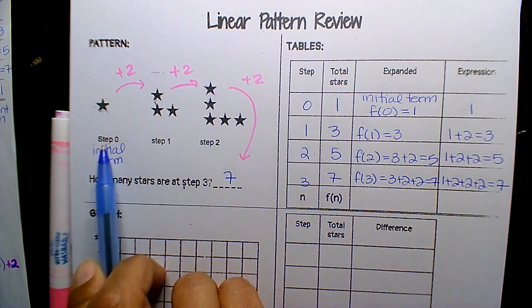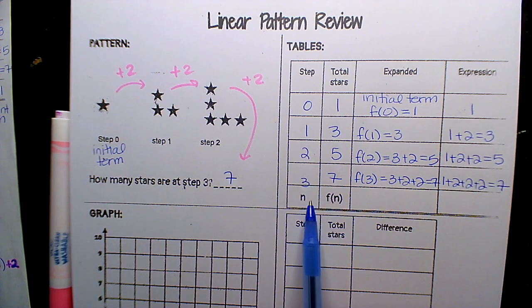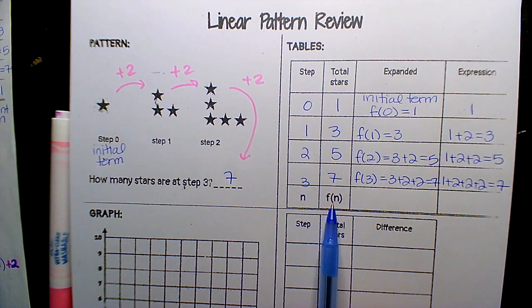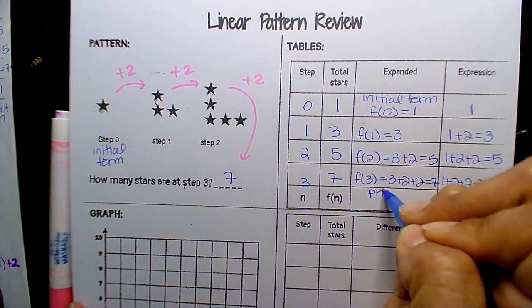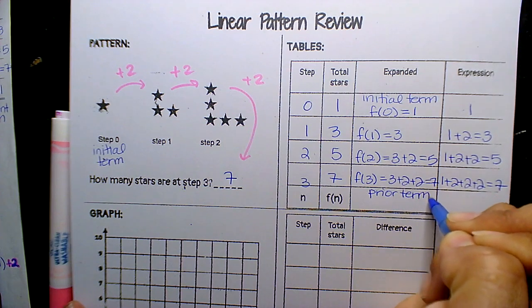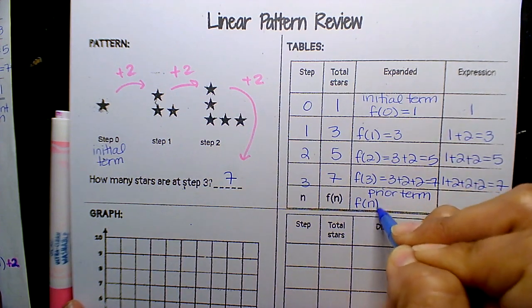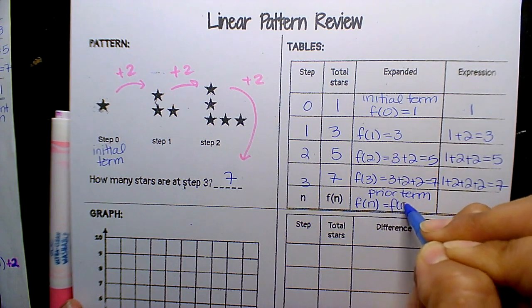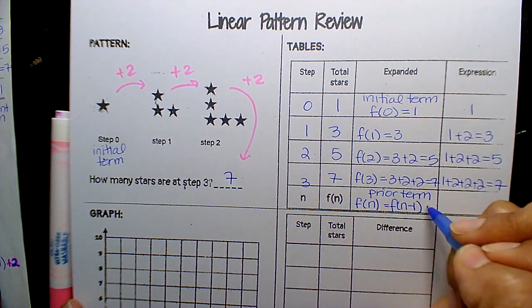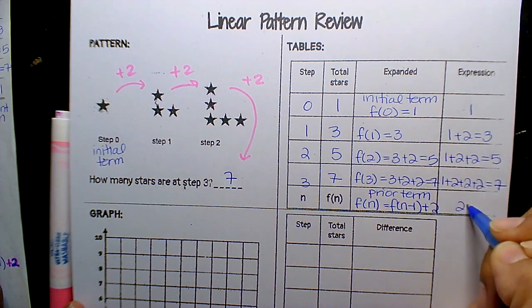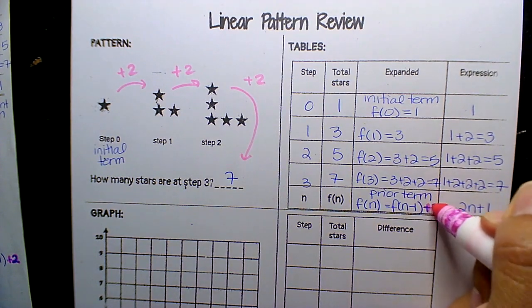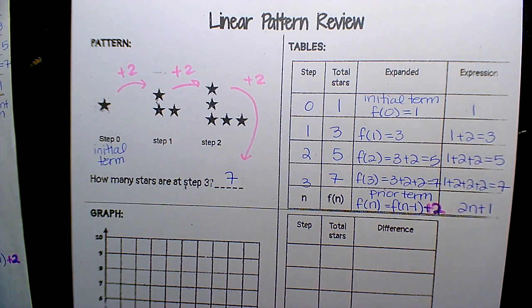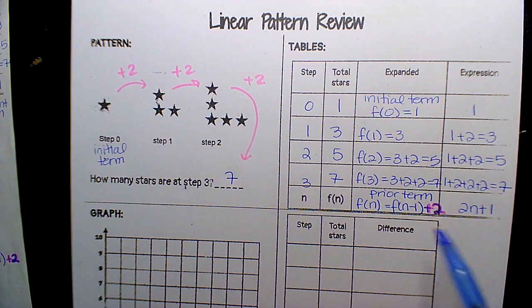So f of n, where n is the step and f of n is how many stars are in that step. And if you're talking about your prior term, f of n then is f of n minus 1 plus 2, and the explicit form is 2n plus 1. Okay, so you guys will get better at it, and I'll write it down here.